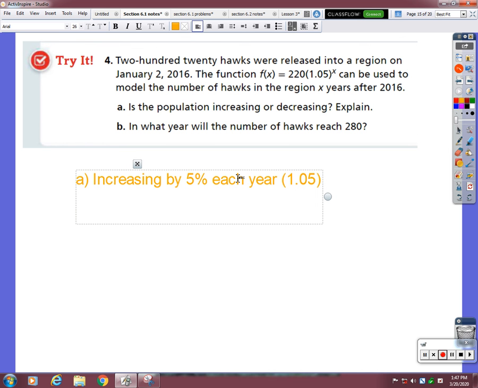1.05. So the 1 again is the original number of hawks, and then the 0.05 is the 5% that are being added each time. Okay, so in what year will the hawks reach 280? So again, this is a little awkward for me to do because you guys can't see the graph, but if I type this onto my calculator, and I get the original graph, and then I want to see where does that cross with 280. In this case, the graph is going up.